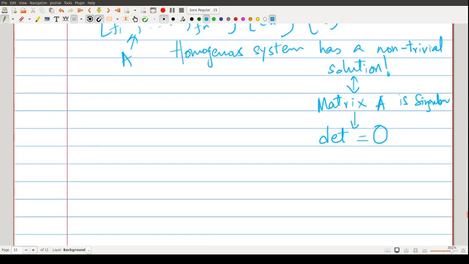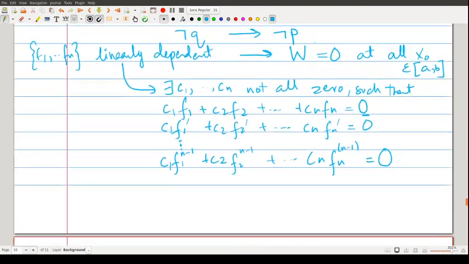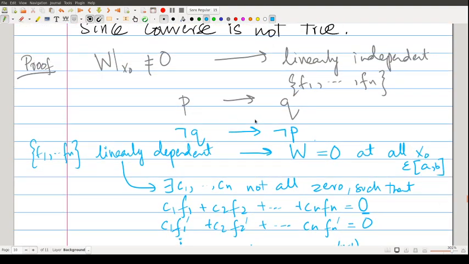And at that point you see that the determinant, with F1 to Fn and F1 differentiated n minus 1 times, up to Fn differentiated n minus 1 times, which we originally defined to be the Wronskian, must be 0. And so what we've done is we've shown that negation Q implies negation P, because we started off from a linearly dependent set of vectors and we got the Wronskian to be 0.